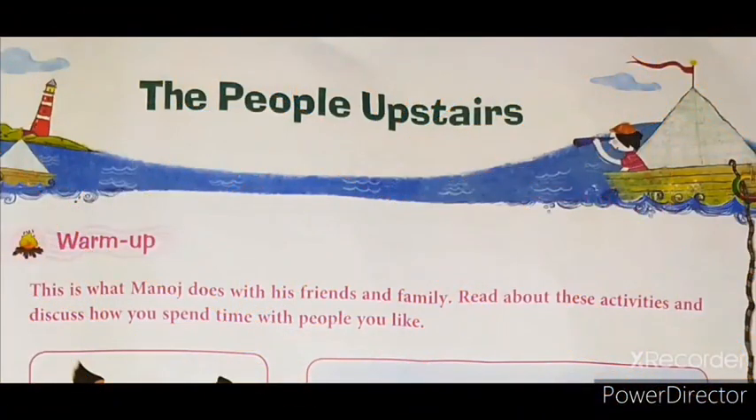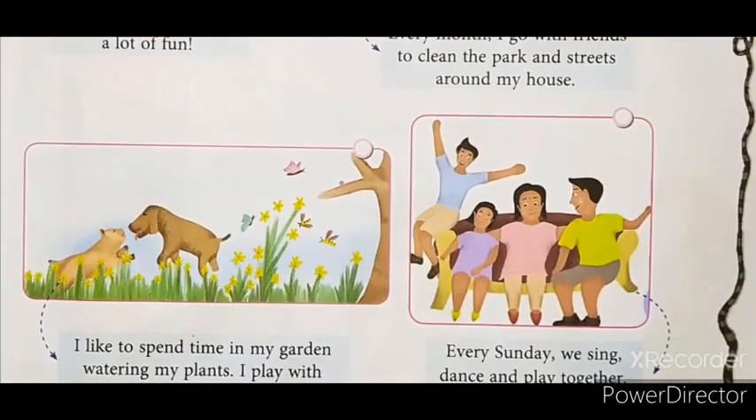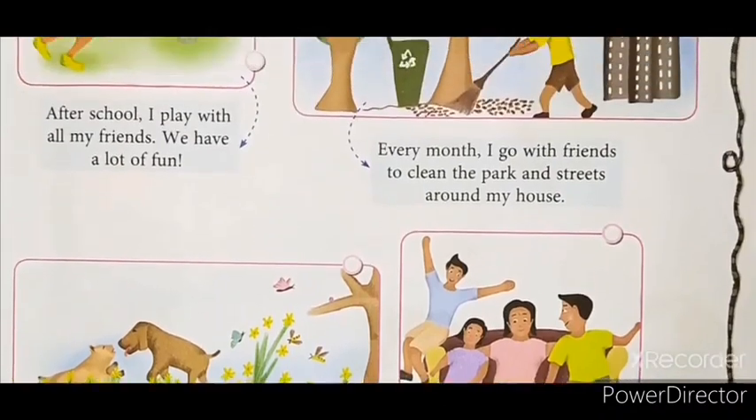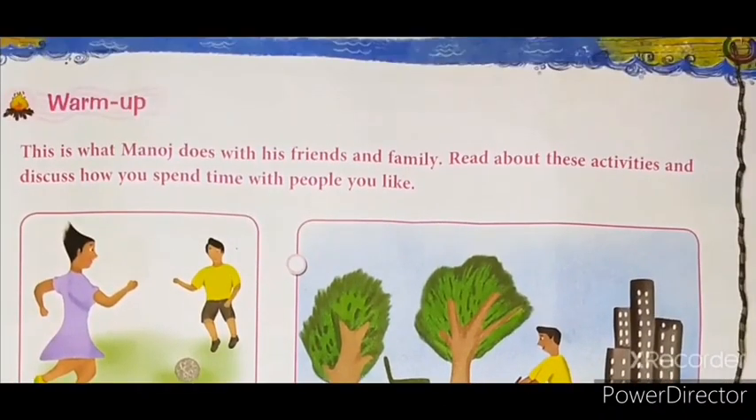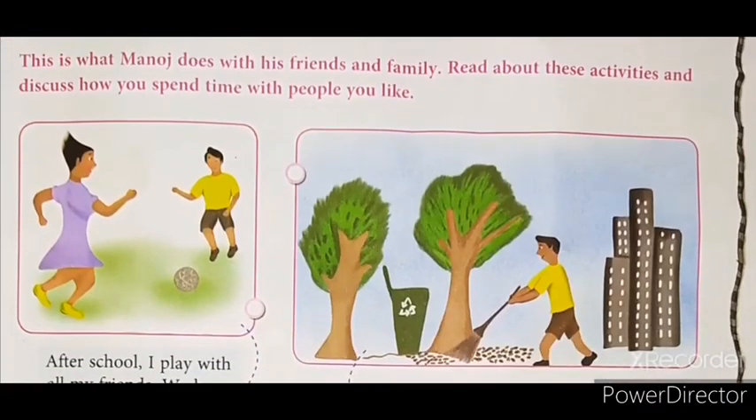Students, take your English book, page number 33. The name of the poem is The People Upstairs, which is written by Ogden Nash. On page number 33, pictures have been given. Look at the pictures, then I will ask some questions. This is what Manoj does with his friends and family. We can read these activities, then I will ask some questions.